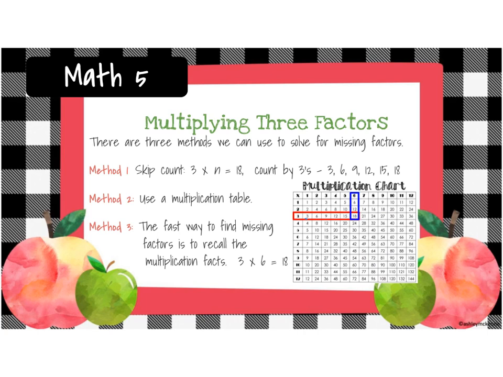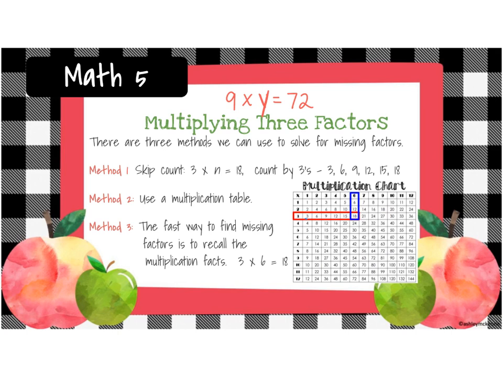What if I gave you this problem? 9 times y equals 72. Could I skip count? Sure. Take me a while to get there. Can I use a multiplication chart? Sure. I can go find 72 underneath the 9 and go all the way over. So here's my 9. Here's 72. And go all the way over. Oh, my missing factor is 8.